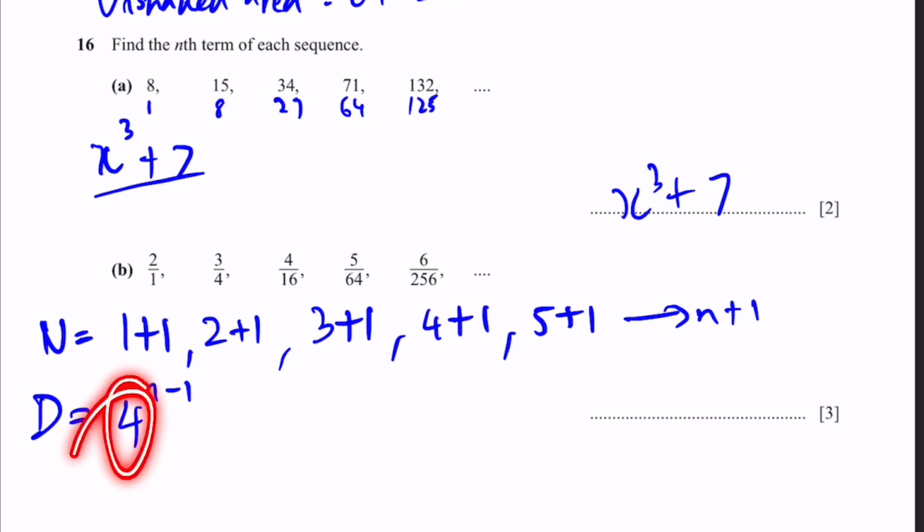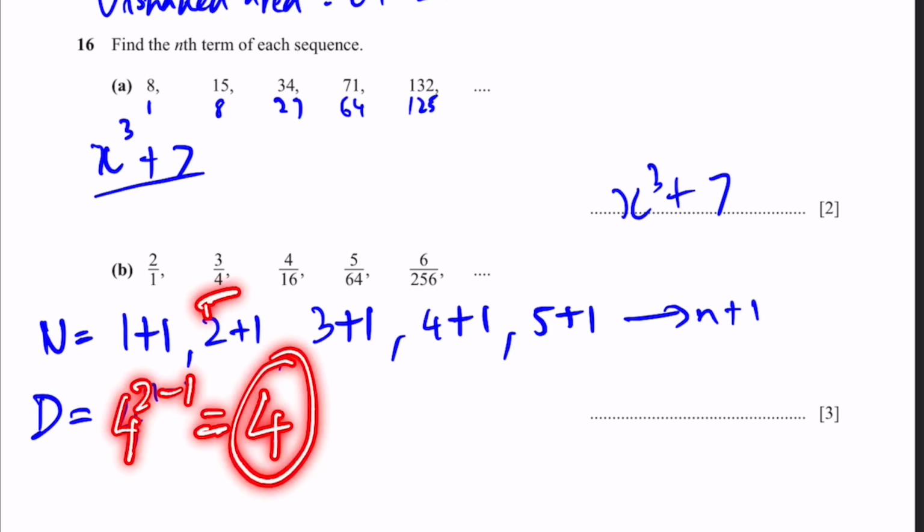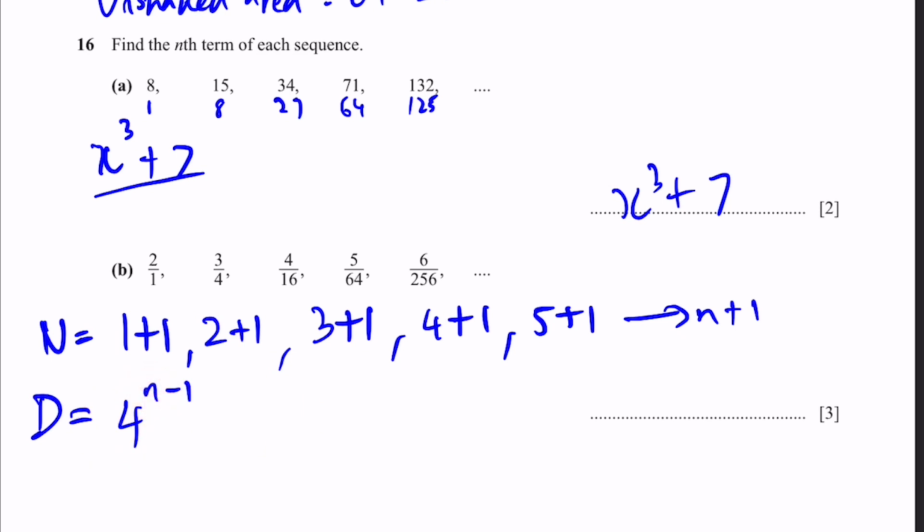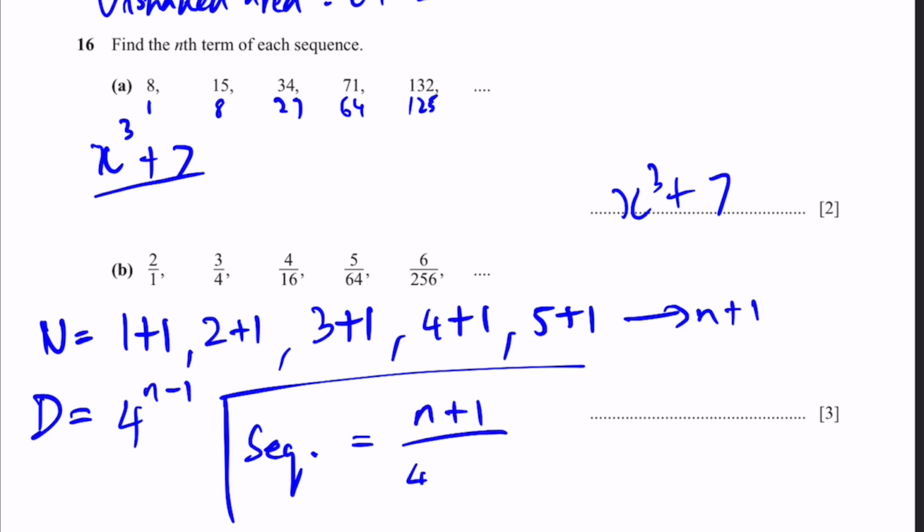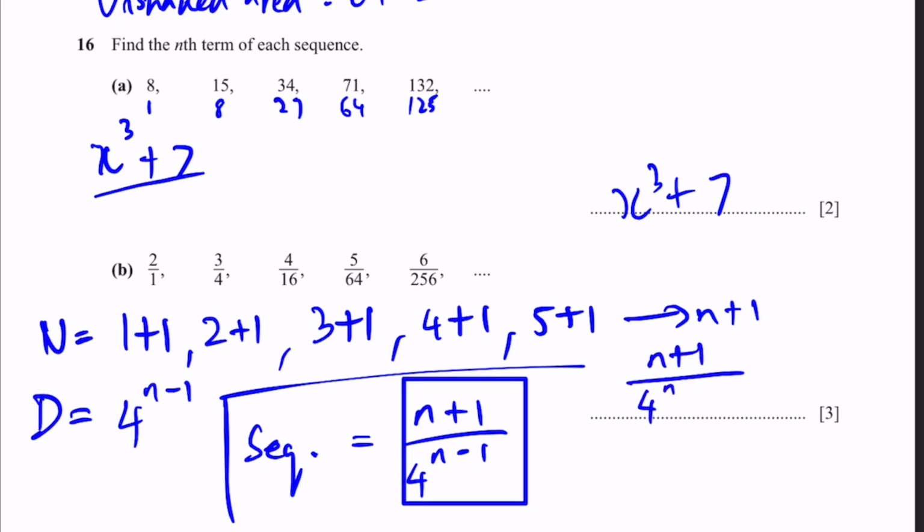Because 4 to the power of n minus 1, let's say n is 1, n minus 1 equals 0. 4 to the power of 0 equals 1, which is the denominator. N equals 2. 4 to the power of 2 minus 1 is equal to 4 to the power of 1, 4, denominator here. N equals 3. 3 minus 1 is 2. 4 squared is 16. So the full sequence is equal to n plus 1 by 4 to the power of n minus 1. That's the answer.